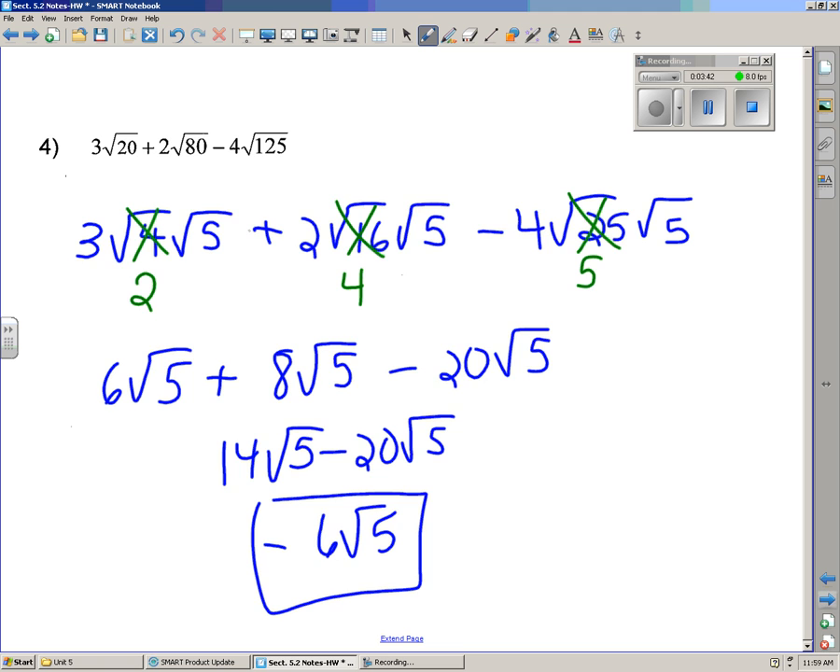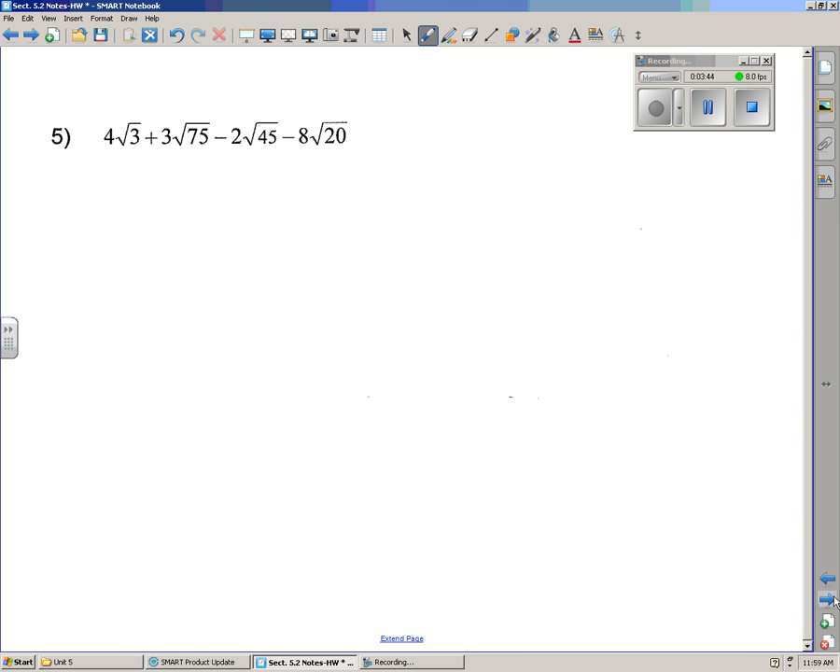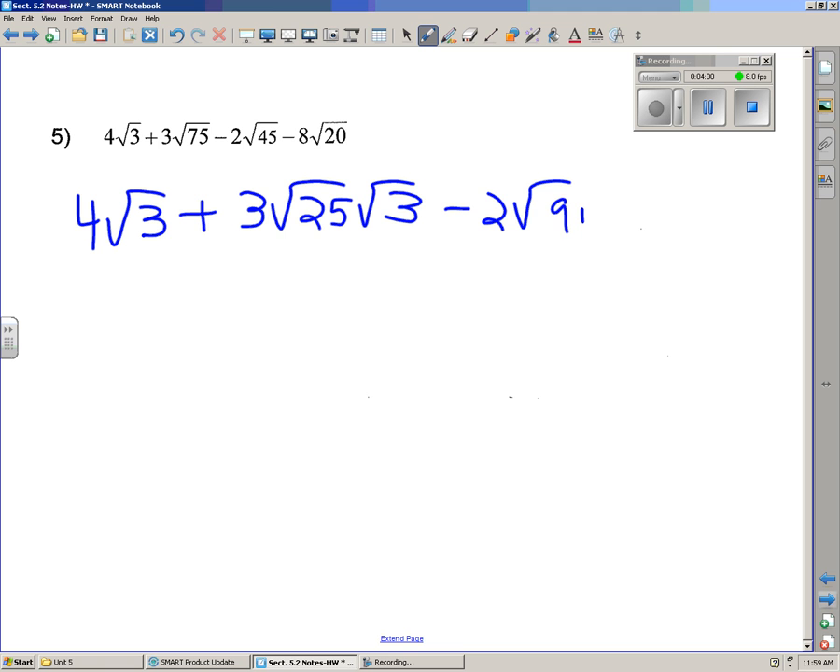Let's take a look at the last one. So 4 rad 3, can't do anything with it. I'm going to keep it as 4 rad 3. 3 rad 75 is 3 rad 25 rad 3. 2 rad 45 is minus 2 rad 9 rad 5. And then 8 rad 20 is minus 8 rad 4 rad 5. Let's see. 5 comes out of here. 3 comes out of here. 2 comes out of there.